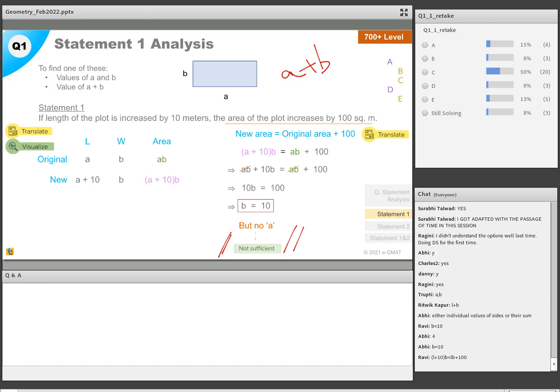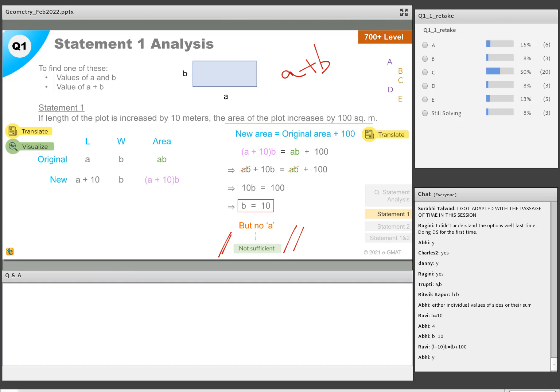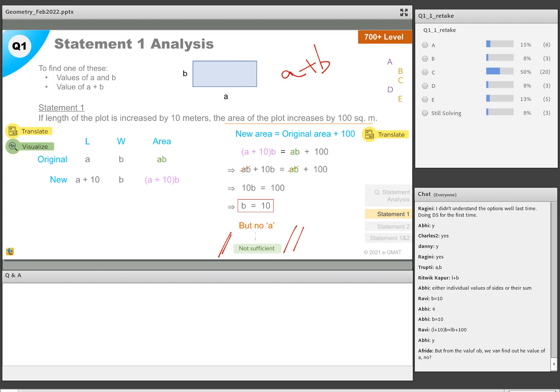Just to be on the safer side. Abhi says yes. So that's all statement 1 is about. End of the day, it gave me b, but it's not giving me a. Therefore, I'm not able to calculate a plus b.